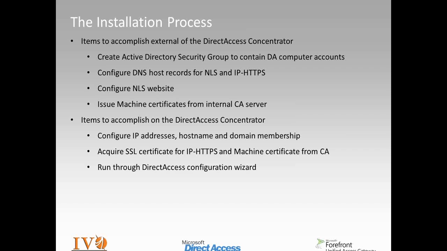So that takes care of all the things we have to do besides the appliance itself. And then on the concentrator appliance, we are obviously going to be configuring some IP addresses. We'll give it a host name. We're going to join it to the domain like we talked about. We're going to get an SSL certificate for IP over HTTPS, and it's also going to get a machine certificate from your internal CA server. We discussed that as well. And then once we have all those things in place, we simply run through the DirectAccess configuration wizards.